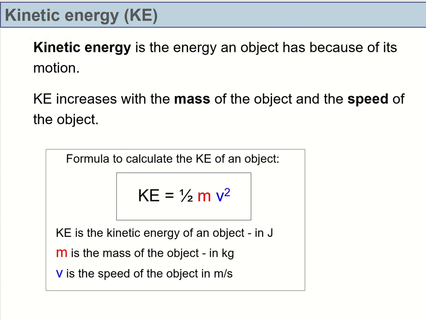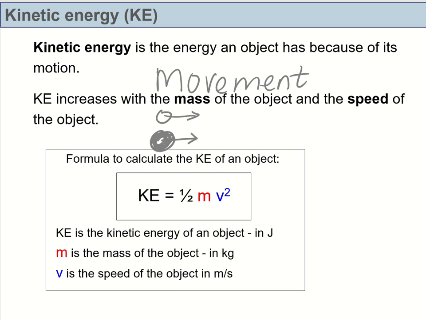So let's move on to questions on kinetic energy. Now, kinetic energy is the energy that an object has because of its motion. So sometimes kinetic energy is also known as movement energy. So any object that has a movement will have kinetic energy. So movement energy. And the kinetic energy increases with mass. So if you have two objects and they have the same speed, then the object which is bigger will have a larger kinetic energy, even though both of them has the same speed.